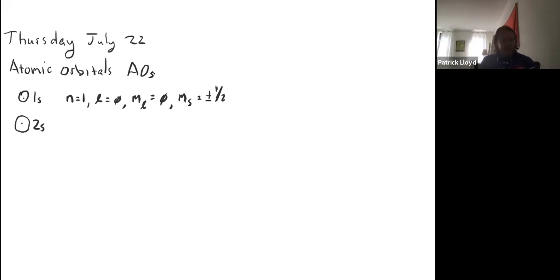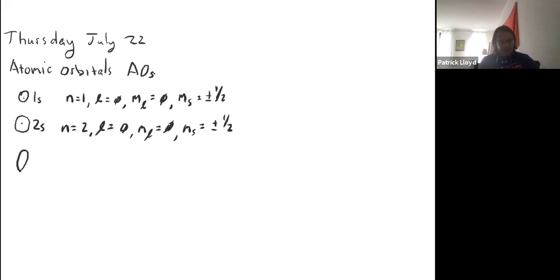And then 2s means that n is equal to 2 and L is equal to 0. An s orbital is L equals 0. And then m sub L is also equal to 0, and m sub s could be either plus or minus a half, one or the other. Then you get up to the next type of orbital, which has a slightly different shape. It has 2 lobes. So it could look like this. It's a different type of vibration.